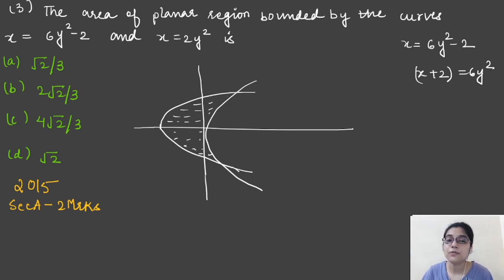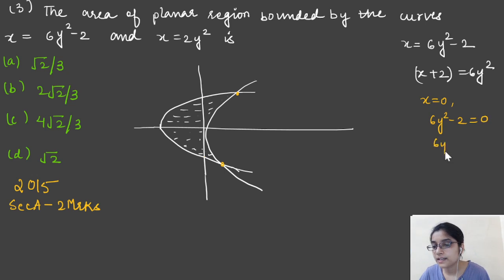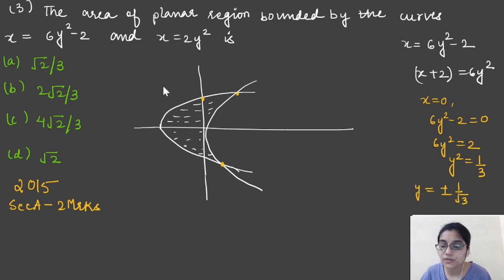So now what we will do, we will try to find out first the points of intersection. Okay, so in this curve, if we keep x equal to 0, what are we getting? 6y square minus 2 is equal to 0. It means 6y square is equal to 2, y square is equal to 1 by 3. So we got y is equal to plus minus 1 by root 3. Okay, so these points we are getting as 0 comma 1 by root 3 and 0 comma minus 1 by root 3.